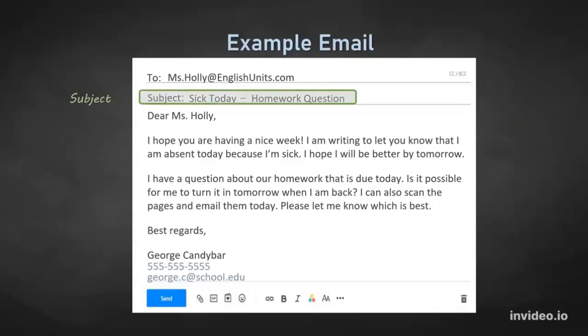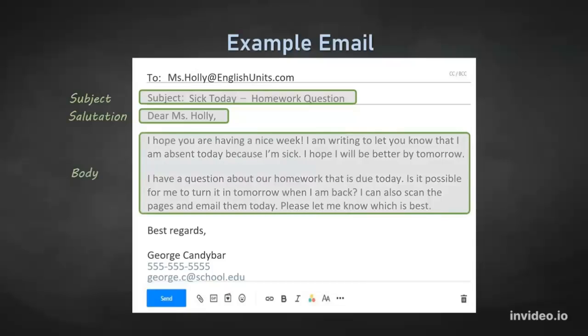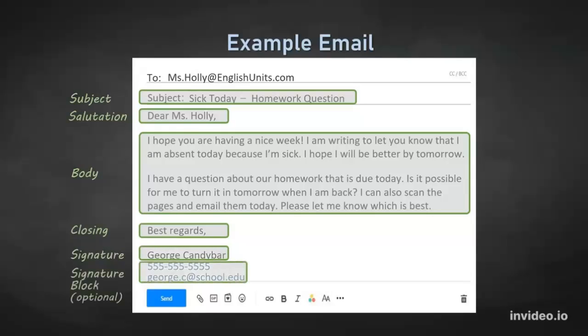First, we have the subject. The subject is like a short title that tells your reader what your email is about. Then we have the salutation, where you're saying hello to your recipient. In the body of the email, you write your message. Then you have your closing, where you sort of say goodbye. Then you have your electronic signature, which is your first and last name. And then at the bottom, sometimes there is an optional signature block. You don't need a signature block, but many people use them, and you might also want to have one.